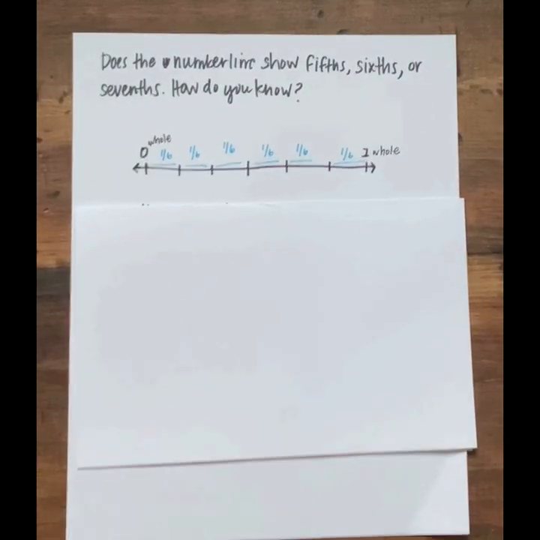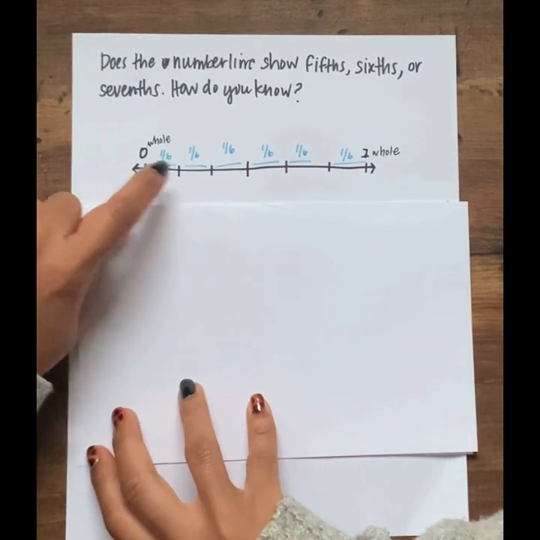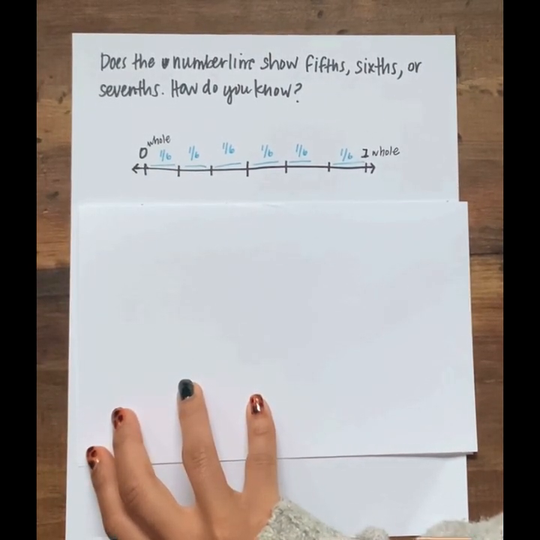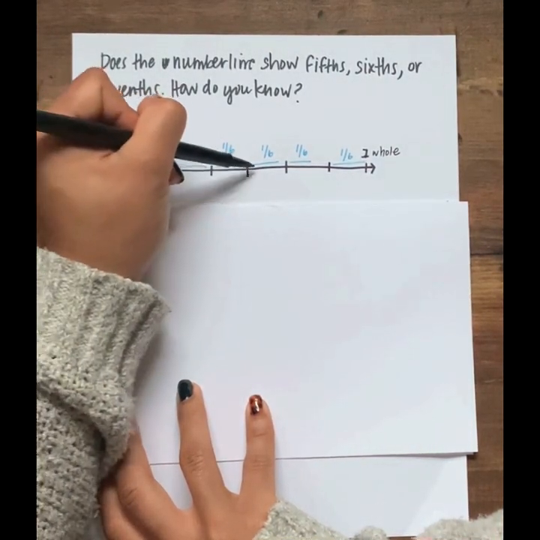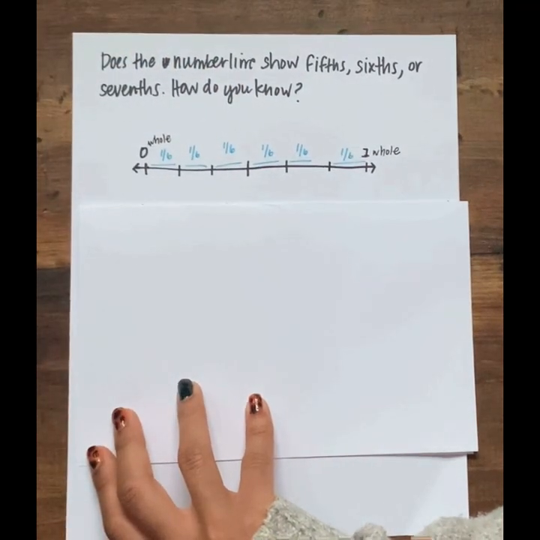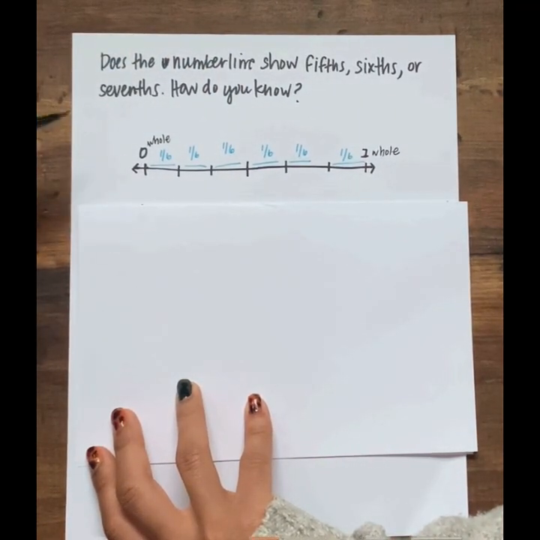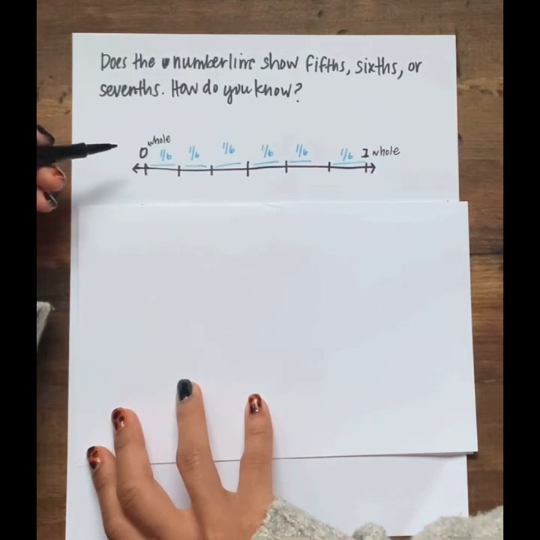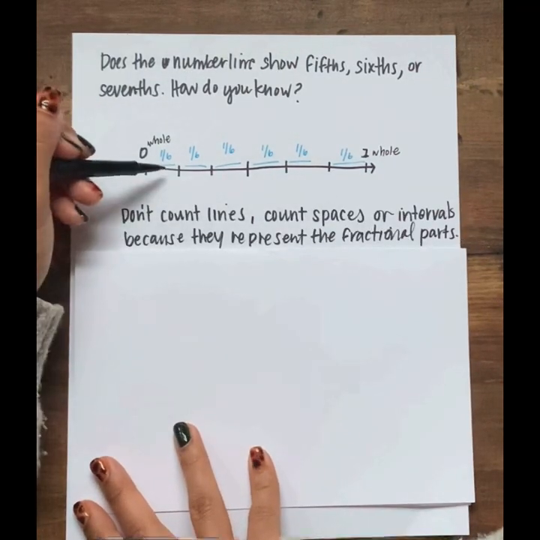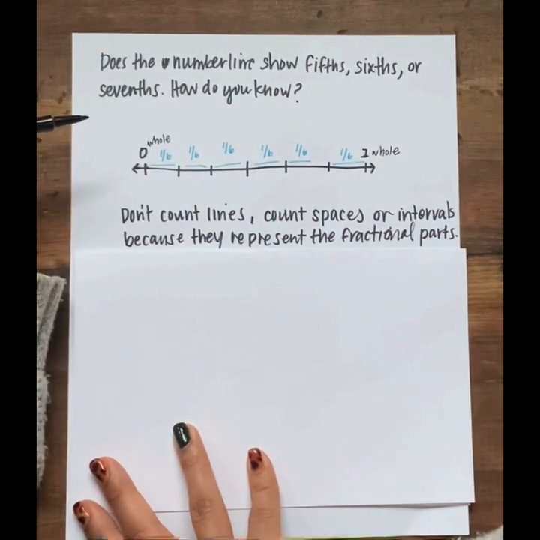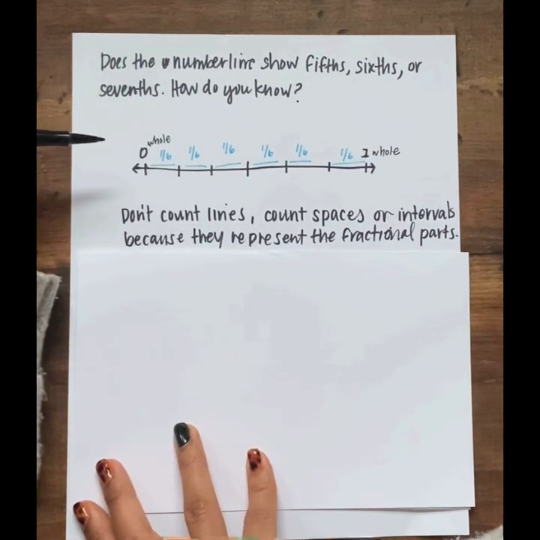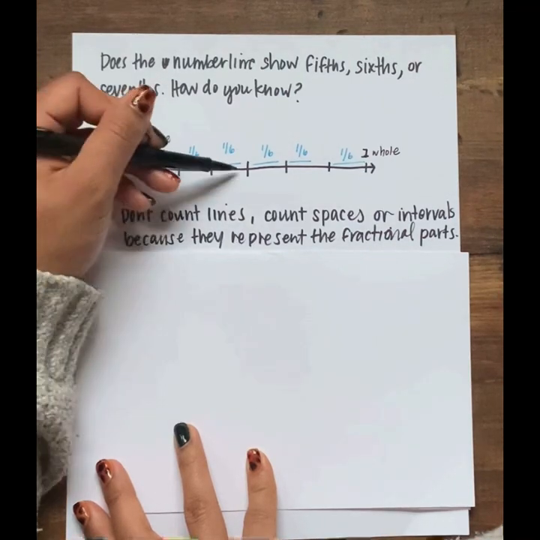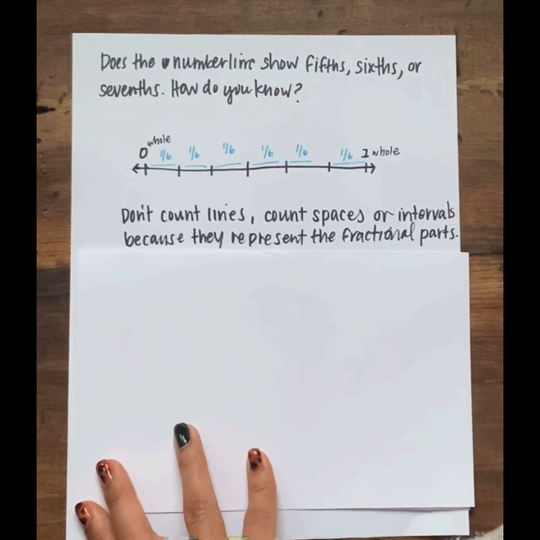That's right. Both of these strategies are incorrect because the lines do not represent the fractional parts. We learned that the intervals, or the spaces, represent the fractional parts on a number line. Just like we count spaces on a ruler to help us measure, we must always count spaces or intervals on our number line because they represent the fractional parts. Today, as you identify fractions on a number line, remember that we are counting the intervals to determine the total number of parts in one whole.